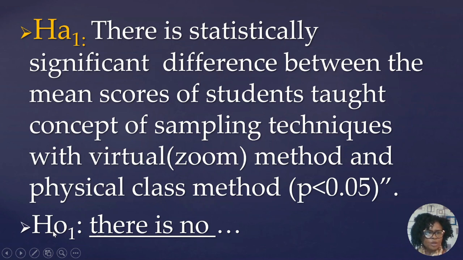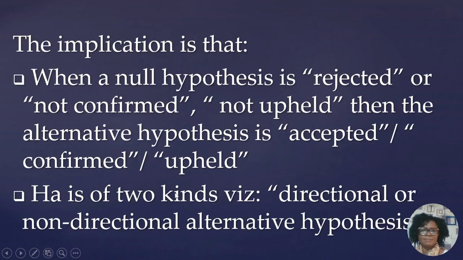Then this is HO1, there is no. But in HA, we say there is. I want you to take note of this. The implication is that when a null hypothesis is rejected or not upheld, then the alternative hypothesis is accepted or upheld. Like I said, anytime you're working with null hypothesis, have in mind that you're at the same time working with the alternative hypothesis implied. If you state your hypothesis in a null form, that is, there is no, the one that is biasless and non-directional, remember that if you reject it or do not uphold it, that means the other alternative is implied.